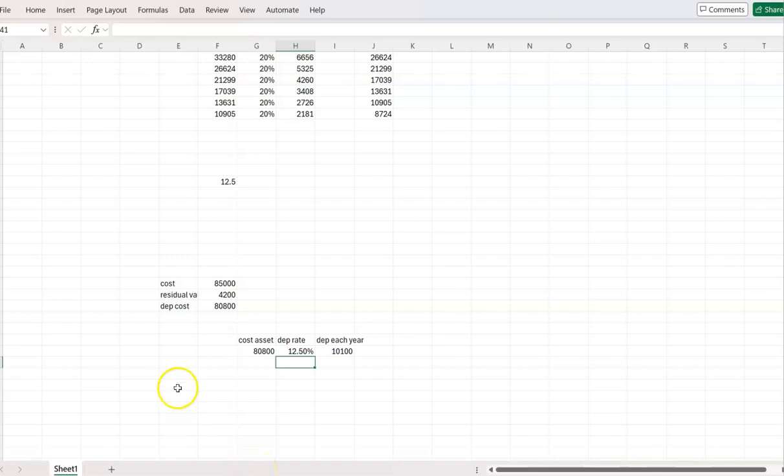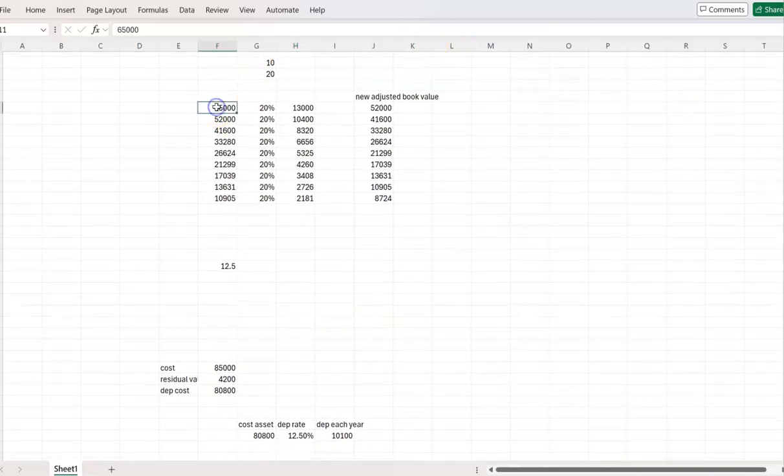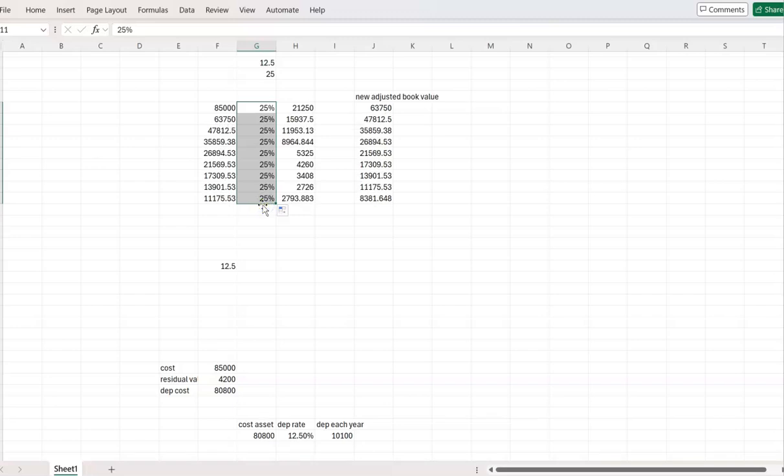Let's try to figure it out using double declining. If the cost of the asset is $85,000 and straight line would be 12.5%, what would be double declining method? 12.5 times 2, wouldn't it be 25%? Right? Wouldn't that be 25%?